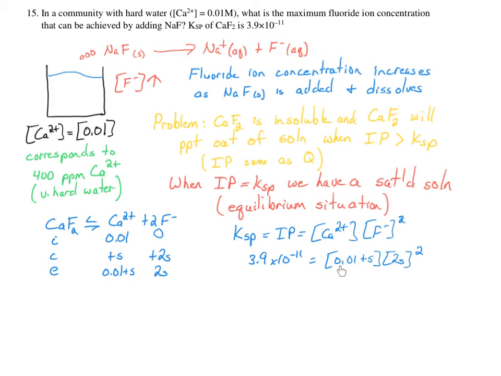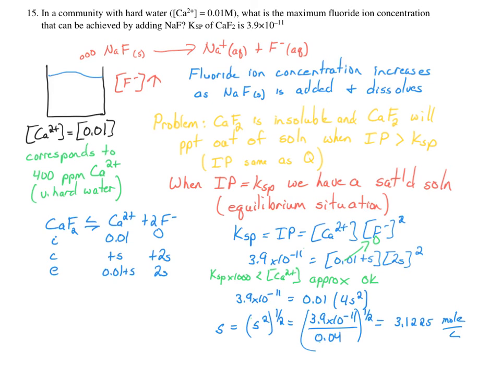Here's our equilibrium constant expression, and we substitute in the relevant values. We want to check here to see if we can make the approximation, and it's going to be easy to make the approximation since the value of KSP is so small. 1,000 times KSP is 3.9 times 10 to the minus 8, and of course that is much smaller than 0.01. So we make our approximation, solve for S.